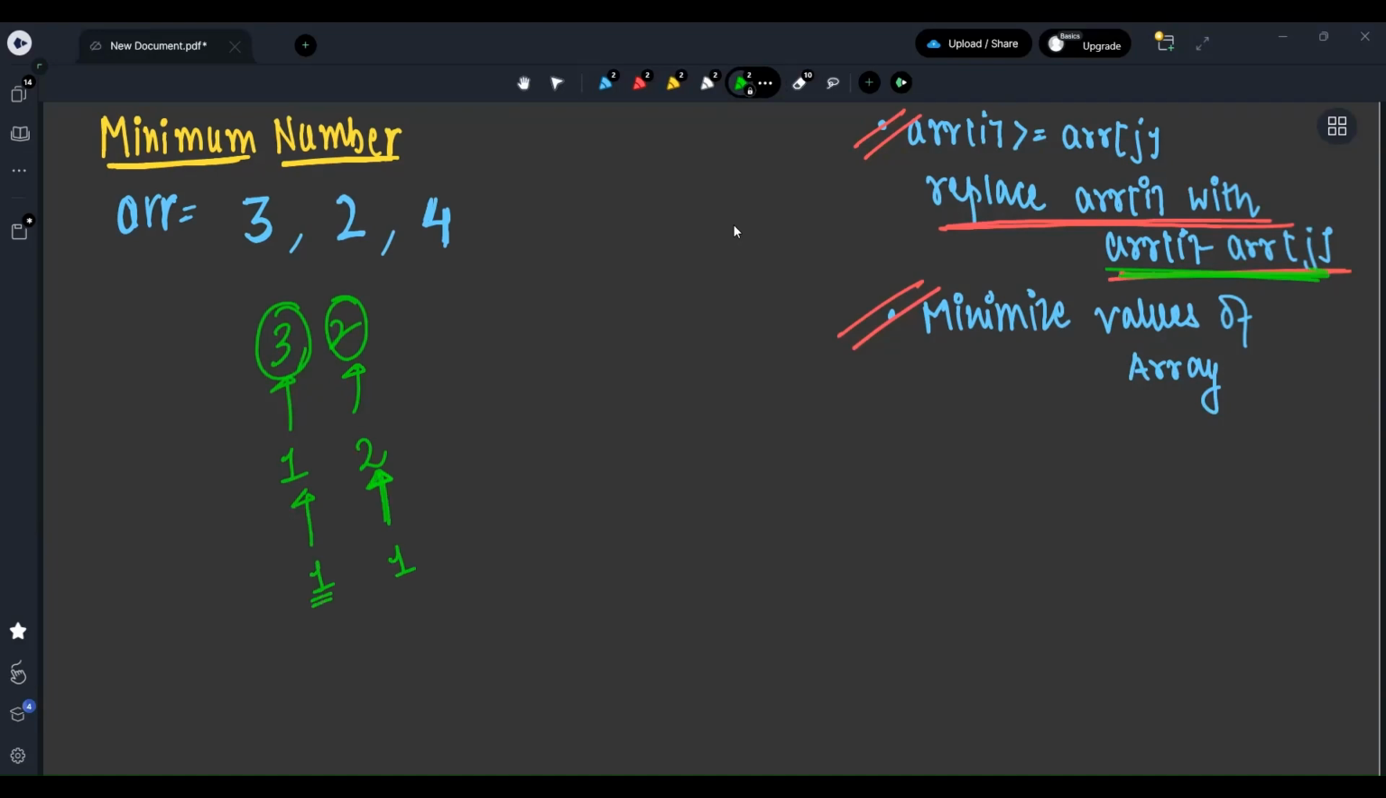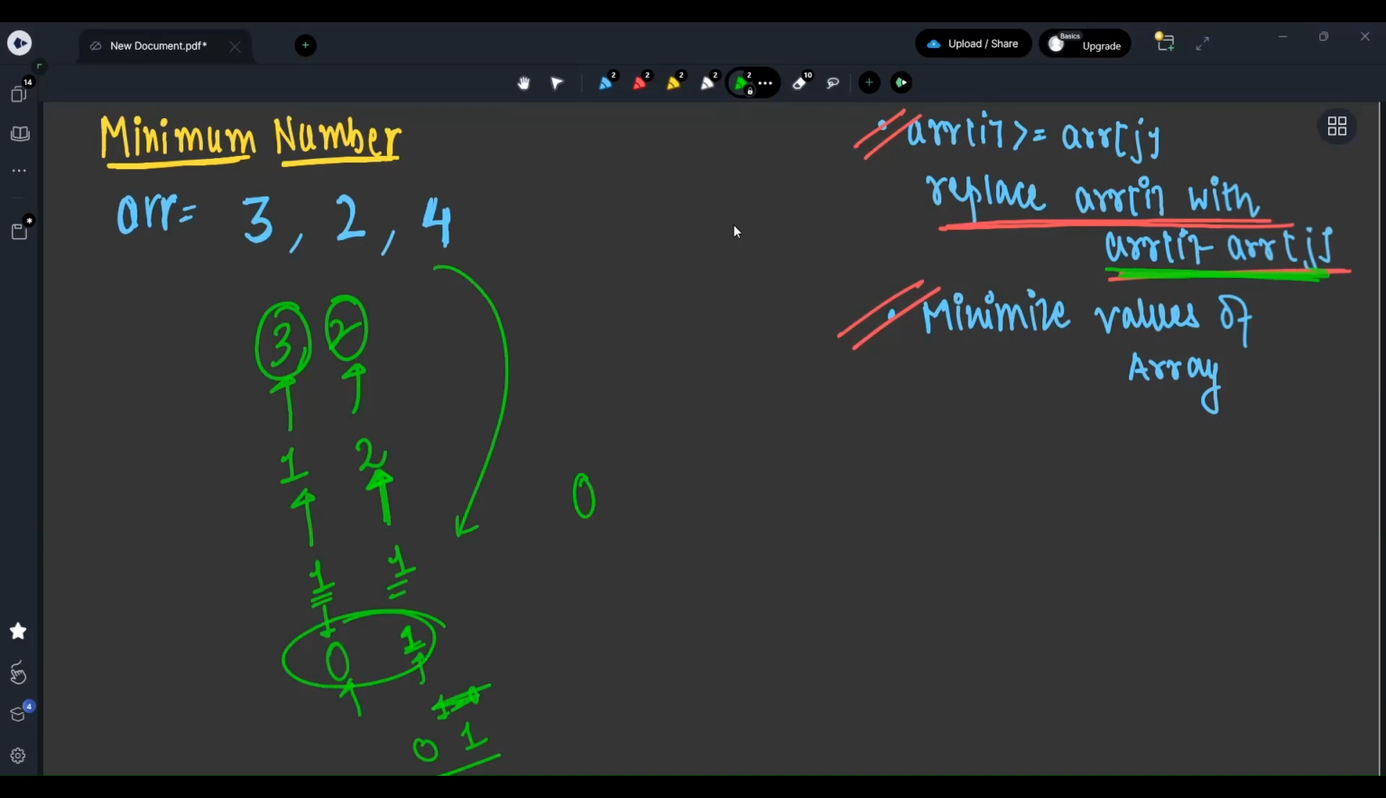Now 1 is greater than or equal to 1, so 1 should become 1 minus 1. That means it will become 0, and we have 0, 1. Now 1 is greater than 0, but it doesn't matter, because 1 minus 0 will always remain 1 as it is. So that means 0 and 1 is final.